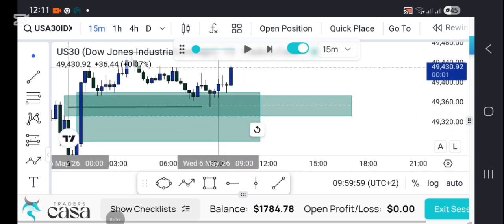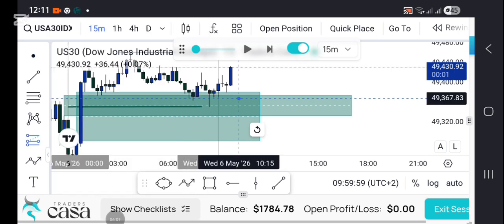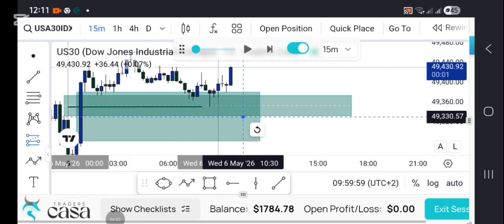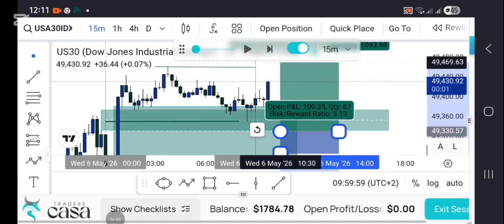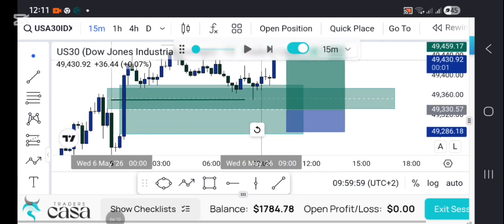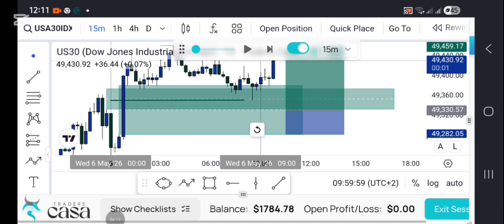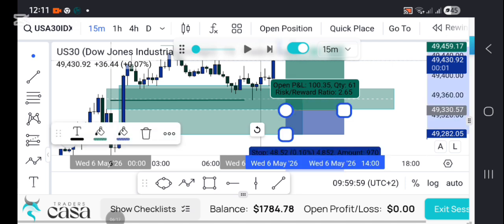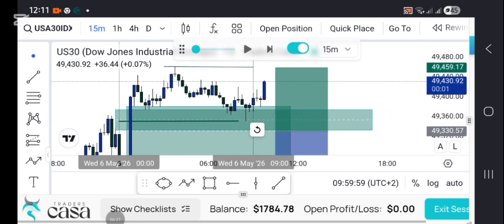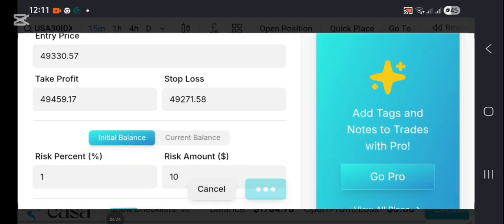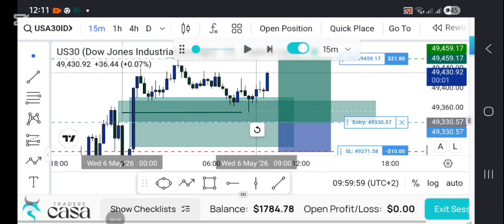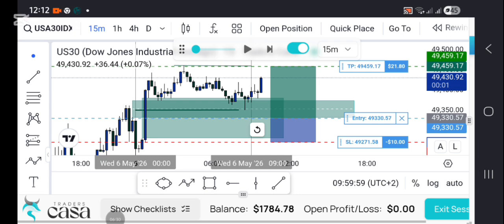So let me just show you. If we take this trade, we can take this trade right here. We might take this trade to the Asia high. Stop loss is going to be where, or we can just take it a little bit further than our fair value gap. So let's just enter this position real quick. It's going to risk 1%. Anyways, let's see what happens.